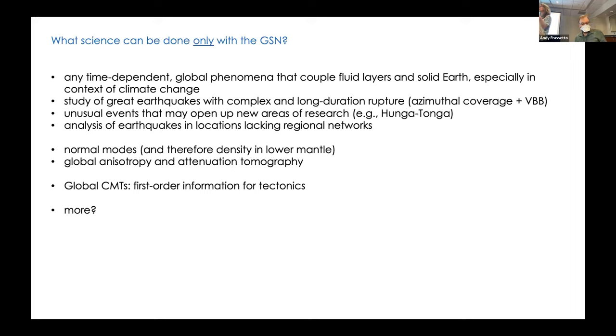Maybe it doesn't have to be these 140 very broadband stations that are largely similar to each other. It can be different than that. Yes, so let's see. You and then Ross.